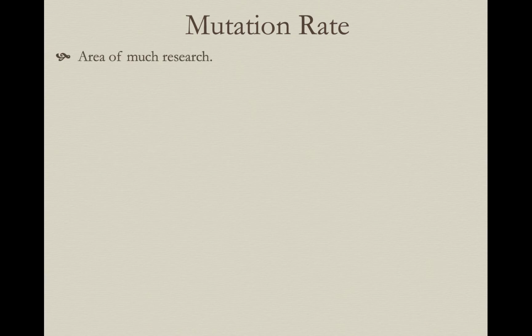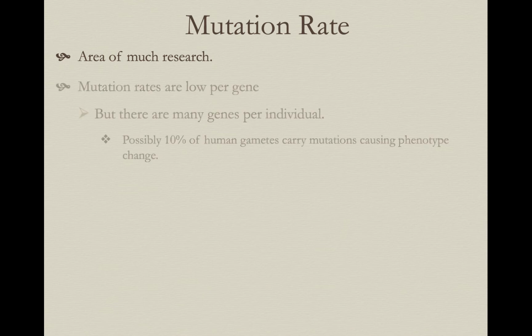So, what is the rate of mutation? This is a big area of research because mutations, again, are the raw material on which natural selection can operate. And if you look at a per gene mutation rate, it's pretty low. The production of DNA is fairly good. The polymerases that are in charge of making new DNA strands from the template strand don't make many mistakes. And so on a per gene basis, mutations are fairly rare.